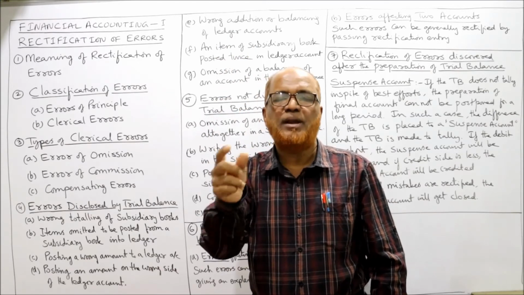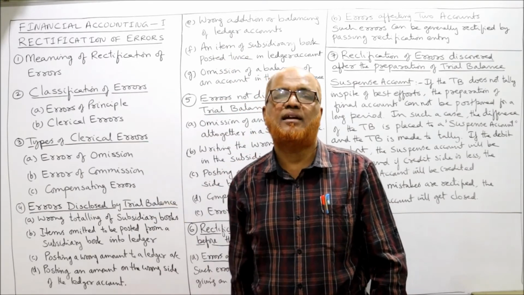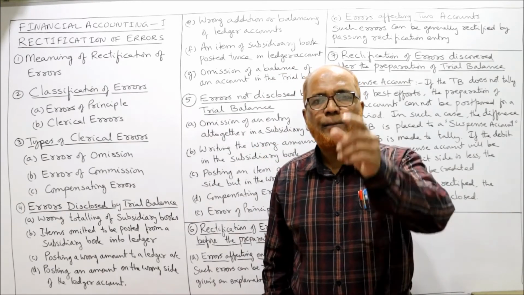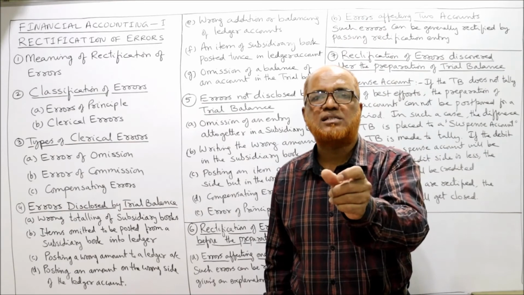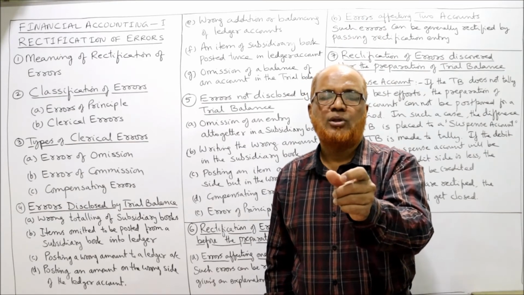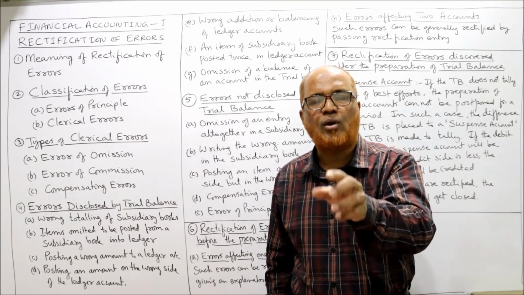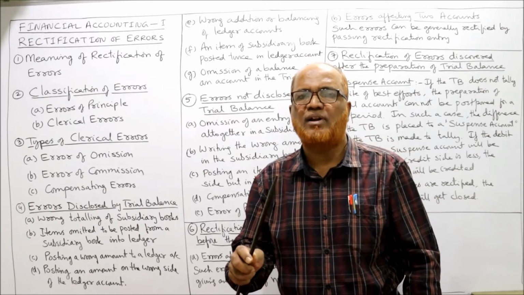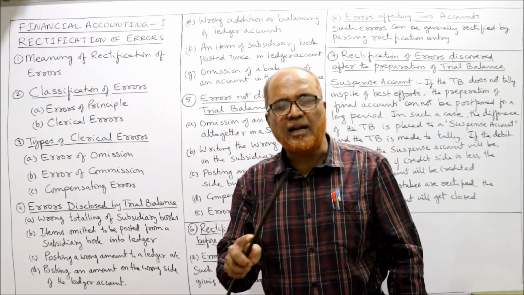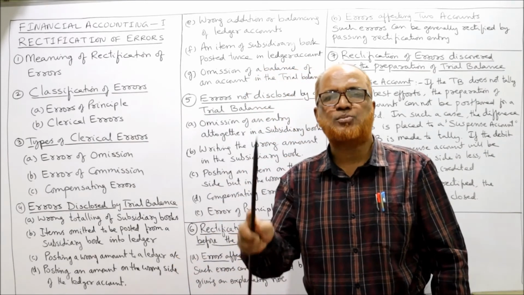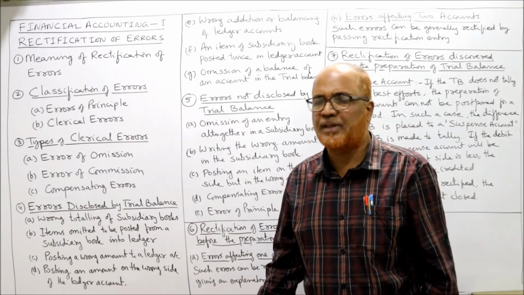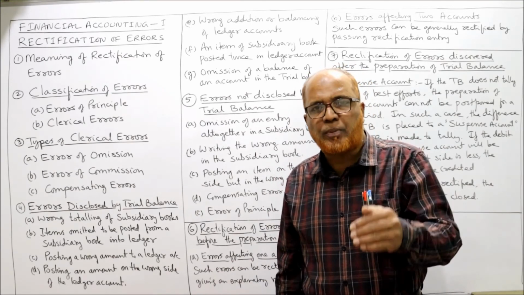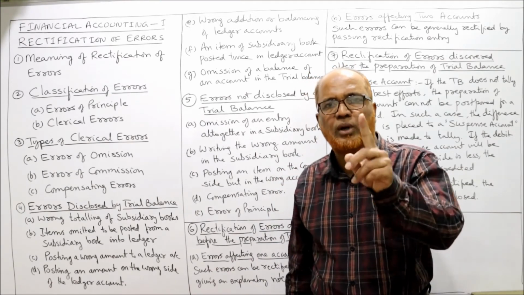So this error will be rectified by giving an explanatory note, a narration. Simply by giving the narration. Example, purchase book was undercast by rupees 1000. So the error is there only in the purchase account. So in the purchase account on the debit side we will write: undercasting of total in purchase book, 1000 rupees. That's all. In this way we can rectify errors which are disclosed before preparing the trial balance and that affect only one account.